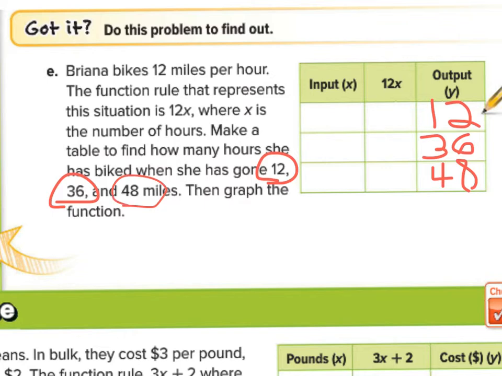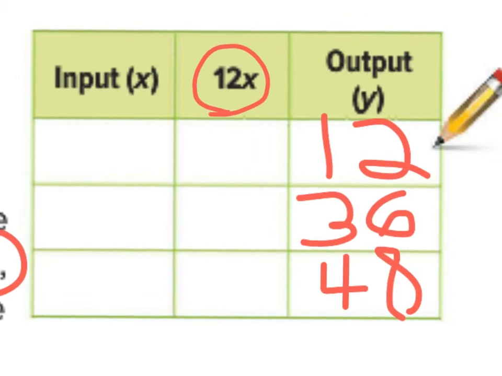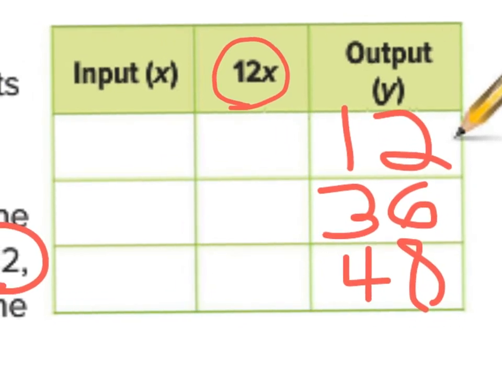This is how far she rode each time. But now we have to solve how long it took her to do that, because it's 12 miles per hour. So we already know the first one, right? Because if she's doing 12 miles per hour and she only did 12 miles, that means number one must be that. But we can also write it the way we did before, in reverse, where we write our equation 12x equals 12. Divide both sides by 12, and we get x equals 1. So our first number is 1.